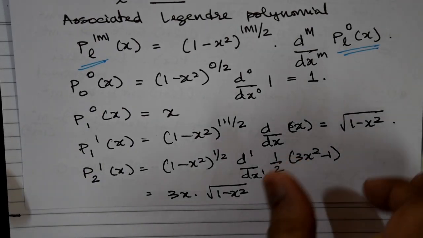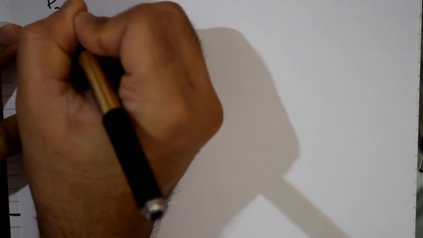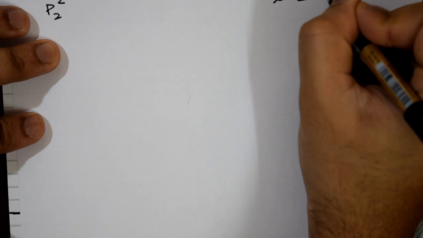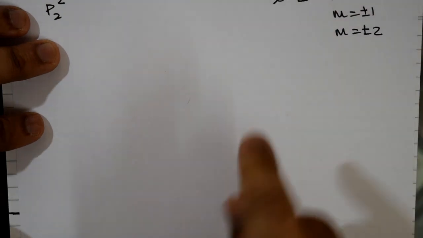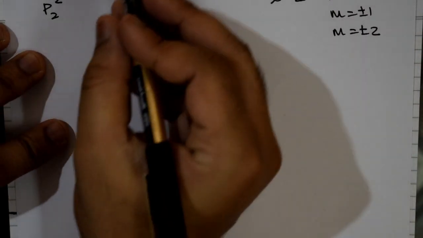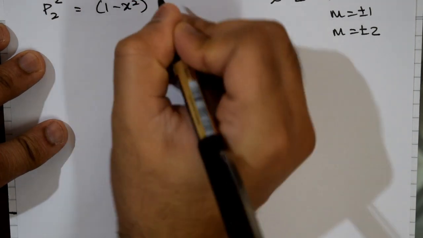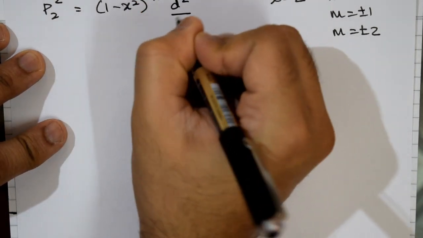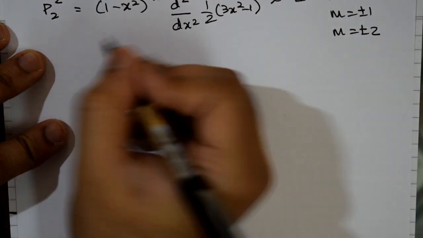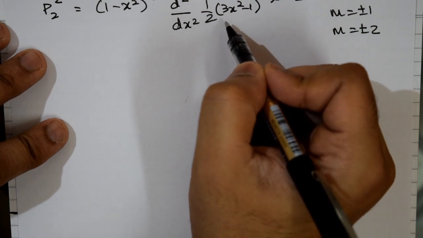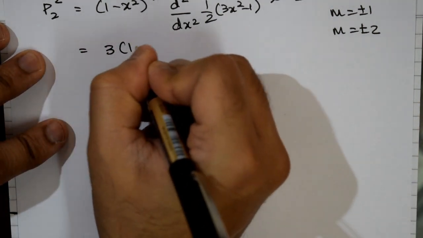So let's do it for one more function. Let's do it for one more associated Legendre polynomial. Let's also do it for P_2^2. Remember, for values L equal to 2, m takes value of 0, m takes value of plus minus 1, m takes value of plus minus 2. Okay, so therefore P_2^2 is going to be 1 minus x squared to the 2 by 2, d squared by dx squared of 1 over 2 times 3x squared minus 1. So the first differential will be 3x, the second differential will be just merely 3. So this is nothing but 3 times 1 minus x squared.